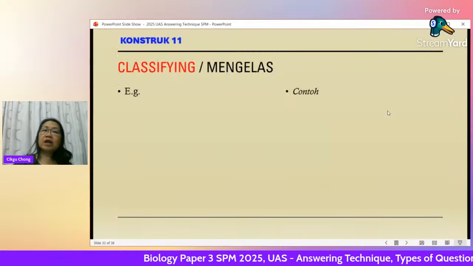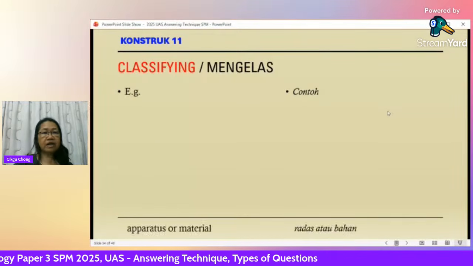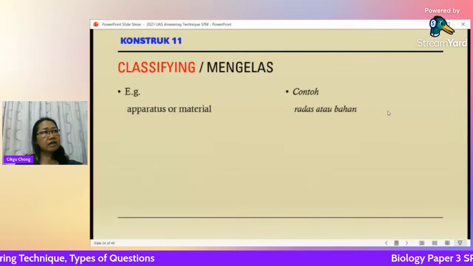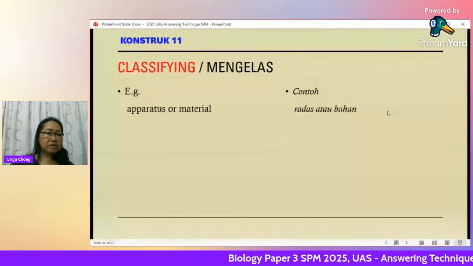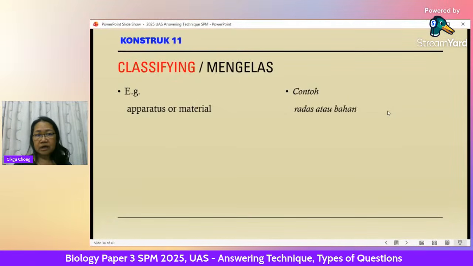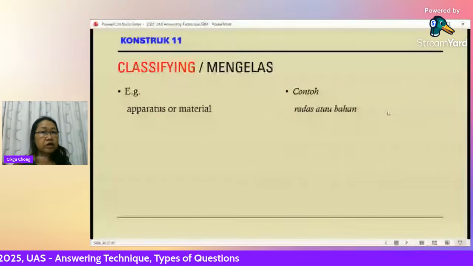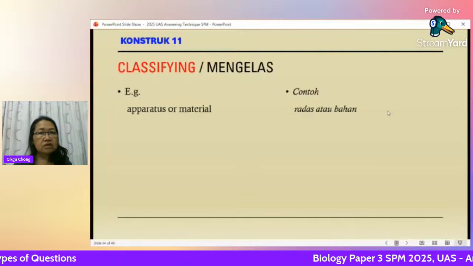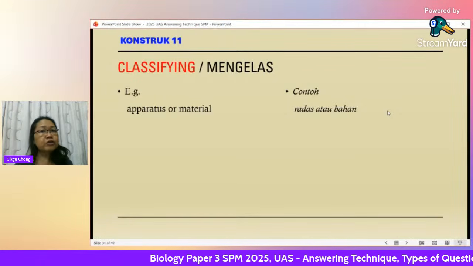Last is the easiest question, which is to classify. Let's say they give you a scenario based on the diagram given in your experiment. Classify all the apparatus and material given to you into two groups, whether it's apparatus or material. Remember how to identify apparatus? Apparatus is something that you can reuse, not something you use once and then throw away, which is too wasteful. Like beaker, burette, all these you don't throw away. You can wash and reuse.